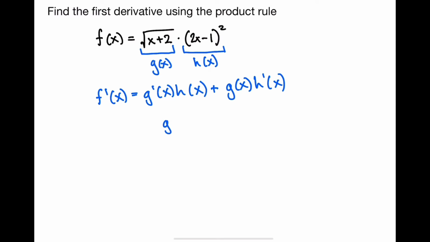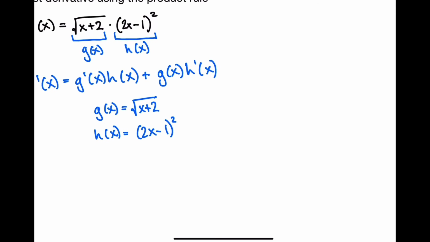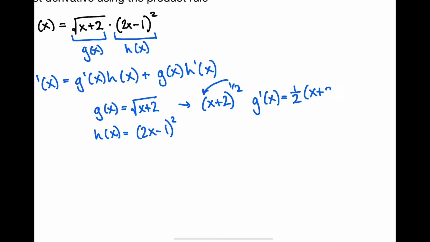So we already know that g of x is the square root of x plus 2, and we know that h of x is 2x minus 1 squared. So let's find the derivative of each of these functions. So the derivative of g of x, well, you can write g of x as x plus 2 to the power of a half if you want to. And so if I use the power rule, I can say the derivative of g of x is going to be, I'll bring down the half in front here. So 1/2 times x plus 2. And then I subtract 1 from that exponent. So a half minus a half is negative a half. All right, so there's my derivative of g of x.